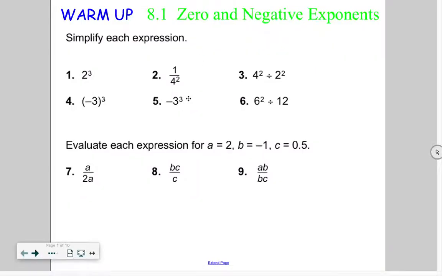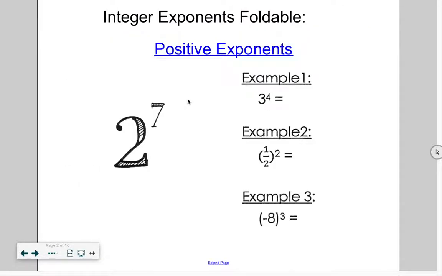Okay, so exponents and negative exponent notes. We did the warm-up already, correct? Okay, so inside your salmon-colored foldable, open up that first flap, please.